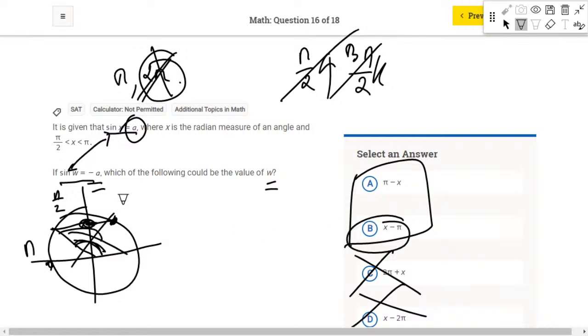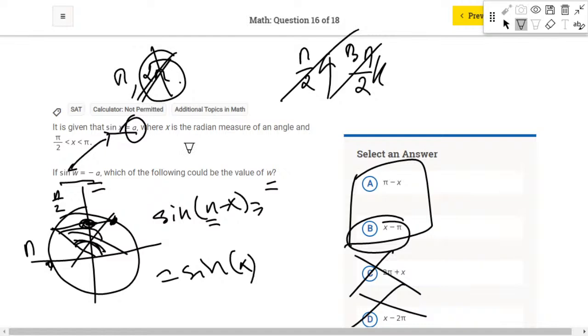Or we can do this: sine of pi minus x equals, we don't change the name, and this is x, so it should be the same as a. Therefore it's minus a, we pick B. The answer is B.